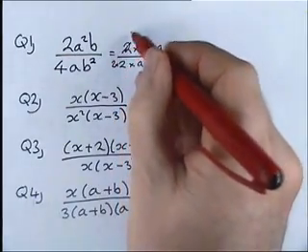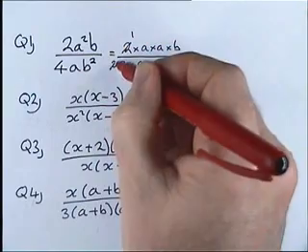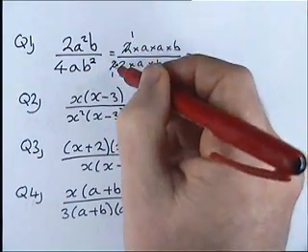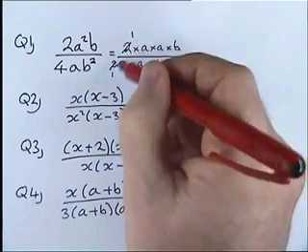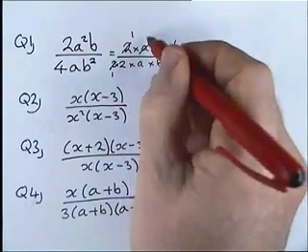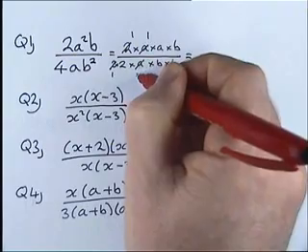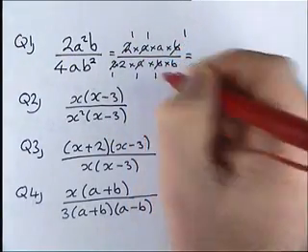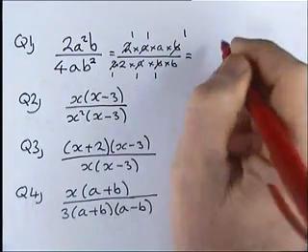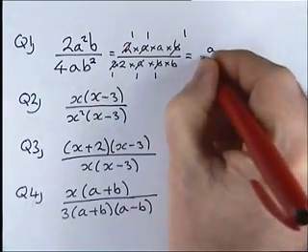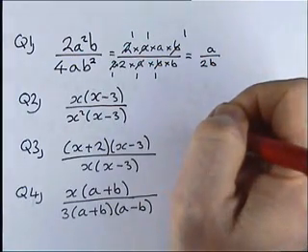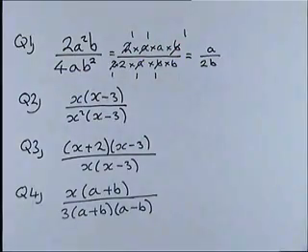Well, that 2 can divide by 2, and that 2 can divide by 2. Now notice I didn't divide that 2 as well, because I've divided the top and bottom by 2. Just cancelled one pair. Now that a can divide by a, and that a can divide by a. That b can divide by b, and that b divides by b. And I'm left with a over 2b. Okay? So that's one way of doing it.